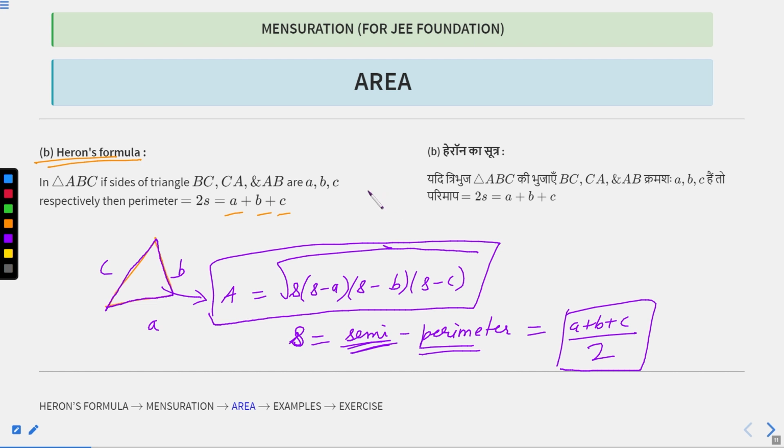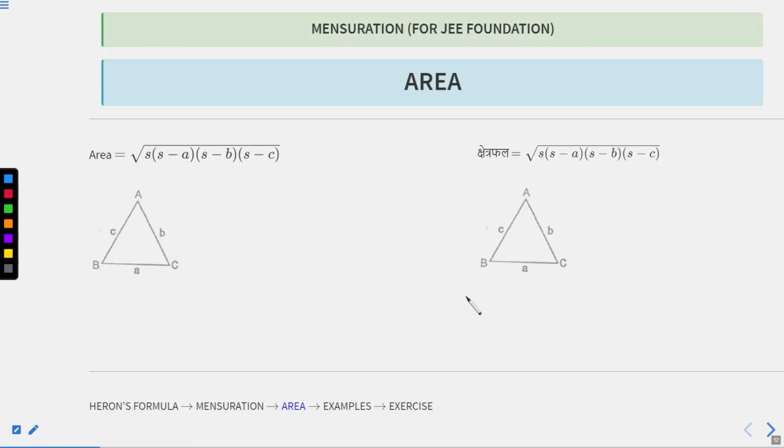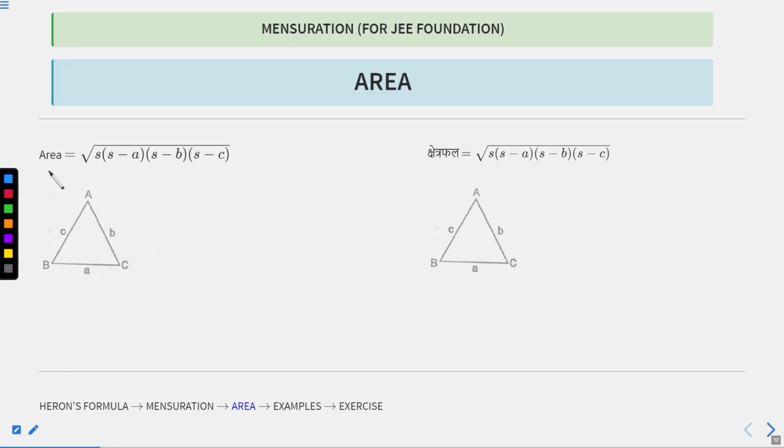Always try to remember that we only use this whenever we are given all of the sides. Because you see, the formula's requirement is the sides. Without the sides you are not going to evaluate the area of the given triangular figure. I hope the things are clear to you. Let's move to next. So I have already told you.